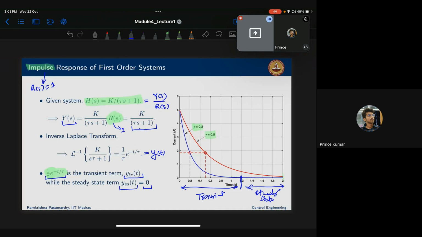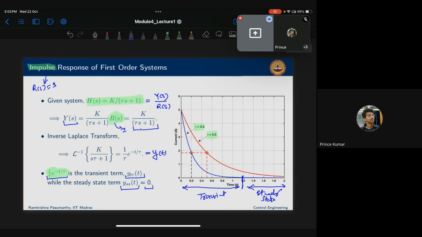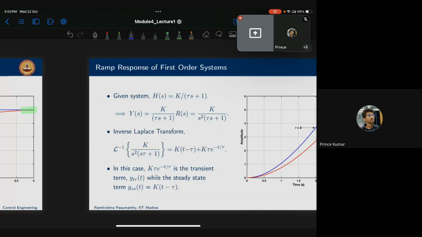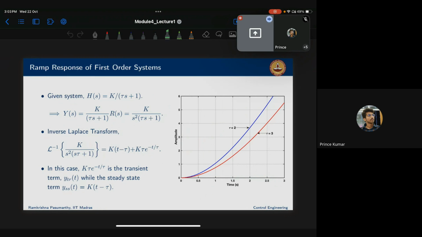Now you see the difference. For the impulse response, the final value is becoming 0. For the step response, the value is getting settled to some constant k. Okay, next. Similarly, the ramp. So for the ramp signal, R of s is going to be 1 by s square. Then you will get this as the inverse Laplace. Out of this, the second term is the transient term and the steady state term is the first one.